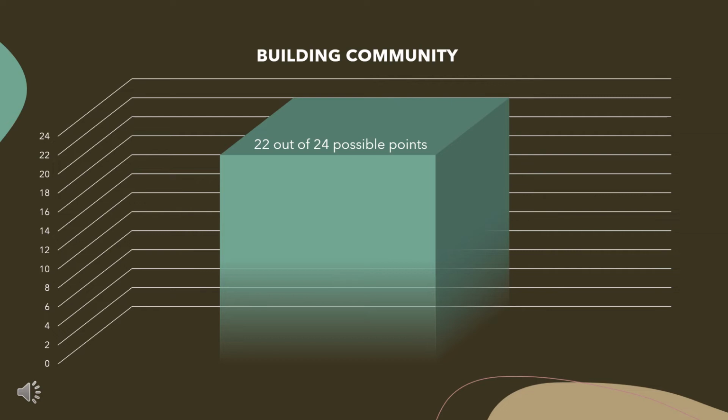Here we have building community, and there were 24 points possible here, and 22 points were scored. There were 2 areas that were scored a 1. One of them was indicator 6, instructor encourages students to be candid yet respectful of others, and the other was indicator 8, instructor provides activities and assignments that foster student interaction.